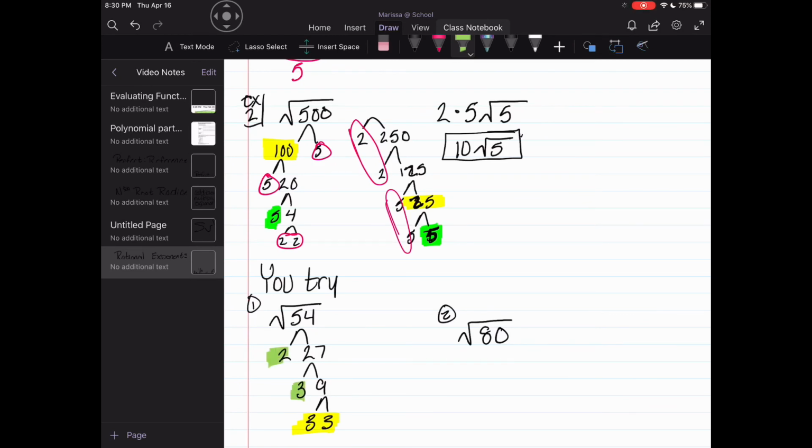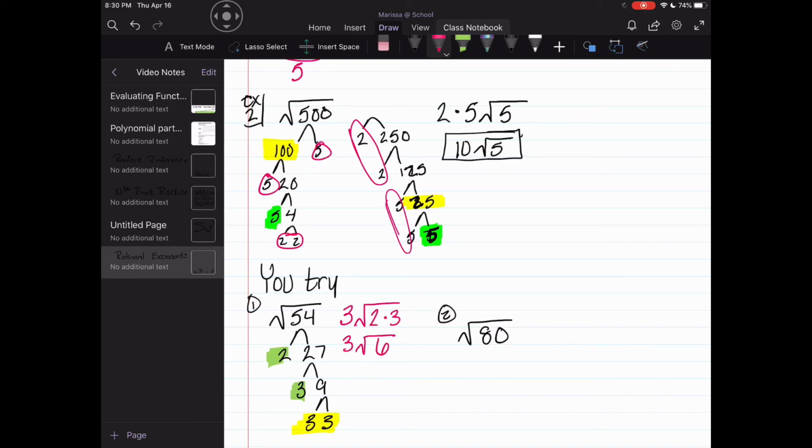So on the inside of this one, I'd have both a 2 and a 3. And then my group of 3s, remember, comes to the outside. 2 times 3 is 6, so I'd have 3 square root of 6.